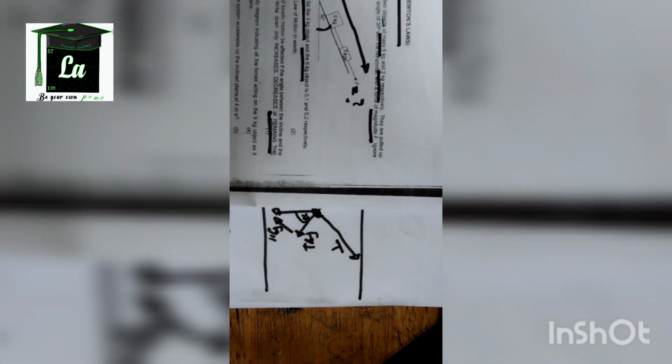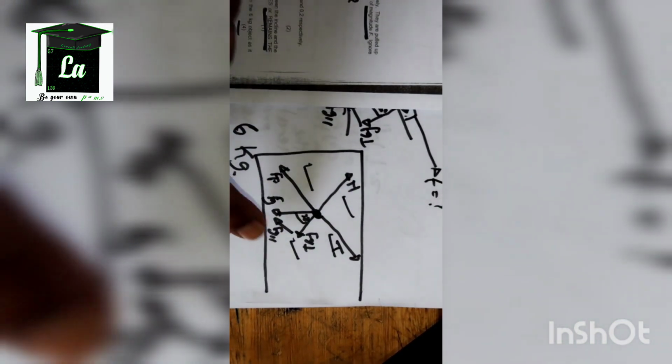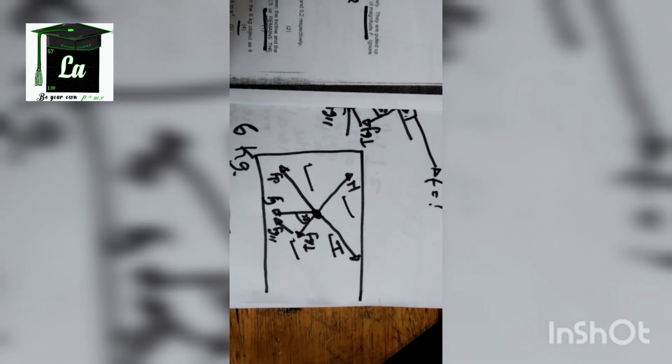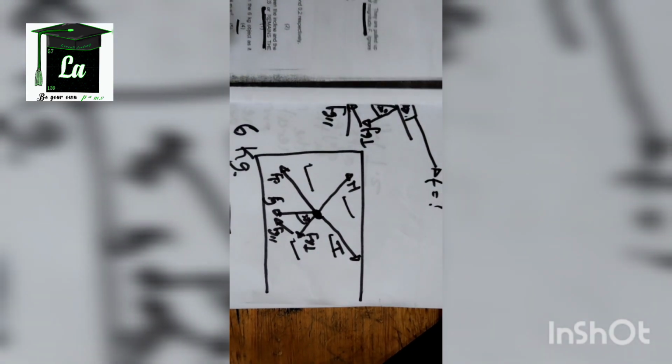This question, is it 5 marks? No, it's 4 marks. You get 4 marks. It's 1 mark for each force. But with the Fg, we give you 1 mark. Even though you've shown all the components, we give you 1 mark for that Fg and its components.